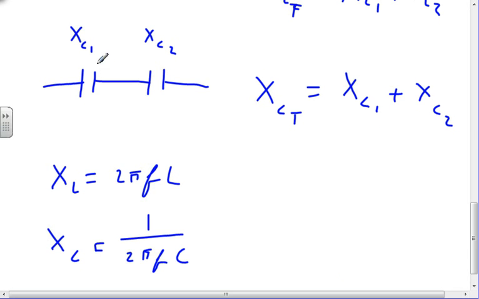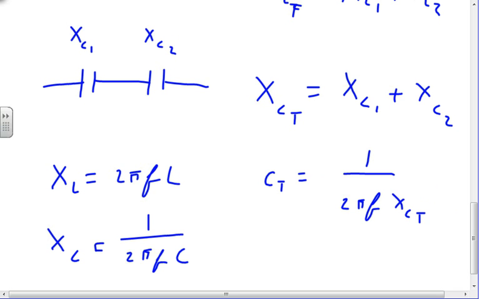So that means if I'm given X sub C1 and X sub C2, I could ask what the total capacitance is. I could then calculate it and say the total capacitance would be 1 over 2 pi f X sub C total. See, so to get the total capacitance, I'm doing the same thing. I got 1 over 1 over 1 over, saying it right. Okay, well I sure am glad I got you on that one.